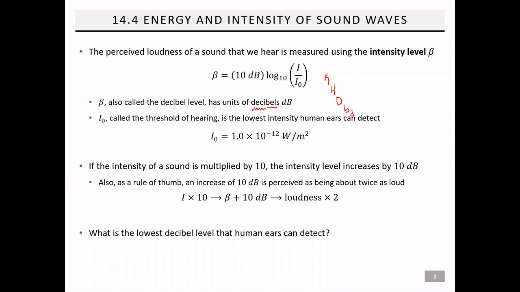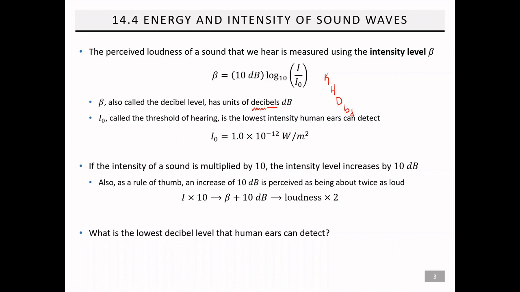This I0 is a reference level for intensity. It is called the threshold of hearing, and this is the lowest intensity that human ears can naturally detect. So I0 is equal to 1 times 10 to the minus 12 watts per square meter. And of course, everyone's hearing differs, so this is sort of an average of the lowest intensity that humans can hear.